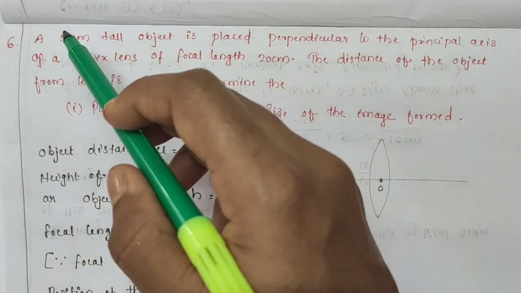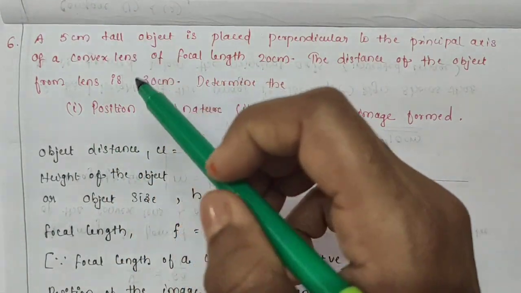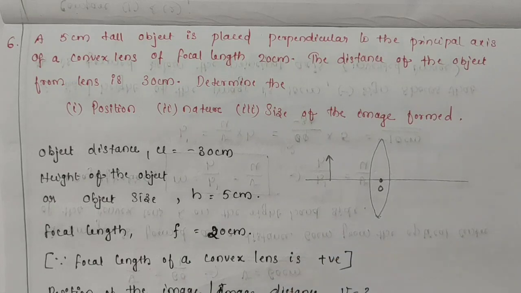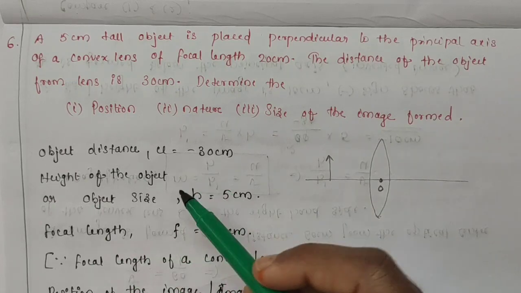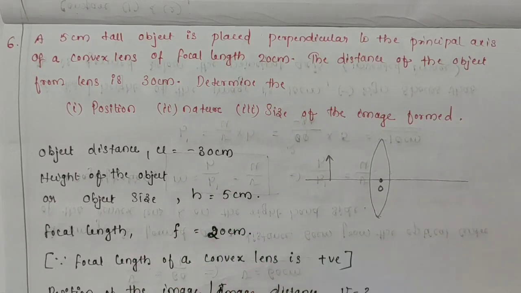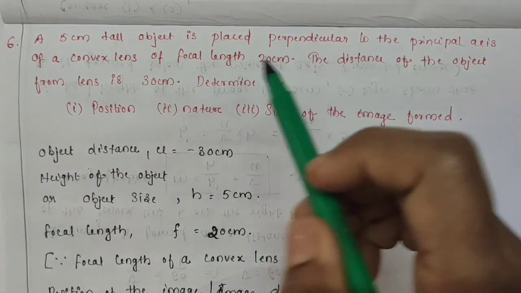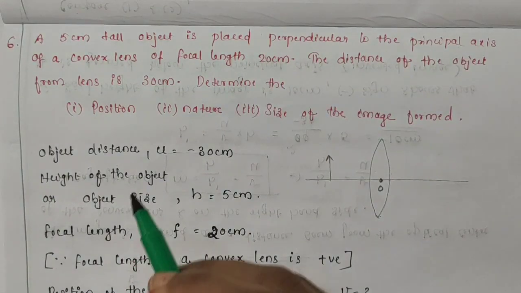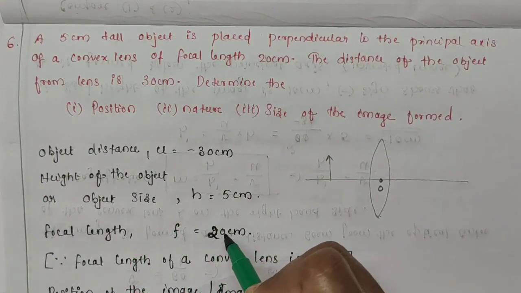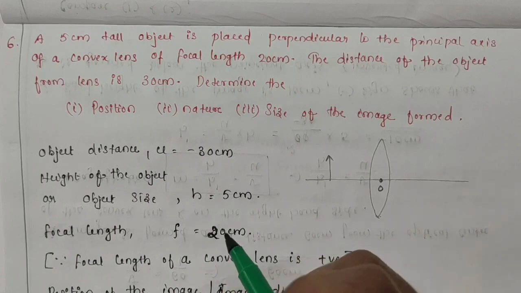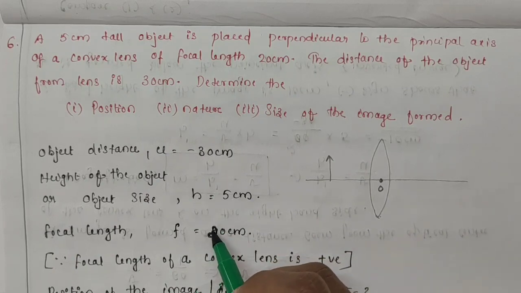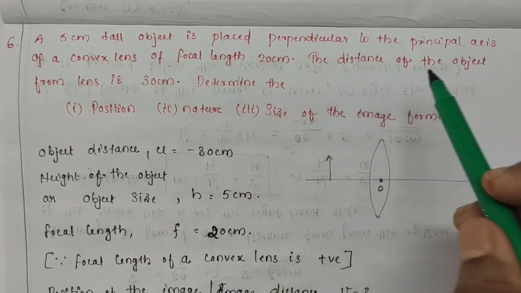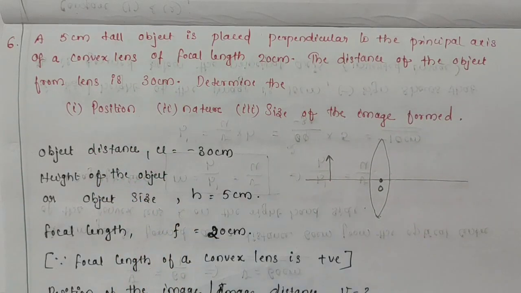A 5 centimeter tall object, that is the size of the object or height of the object, h is given as 5 centimeter. Then it is placed perpendicular to the principal axis of a convex lens of focal length 20 centimeter. So focal length f is equal to 20 centimeter. For a convex lens, its focal length is positive, so plus 20 or simply 20 centimeters.